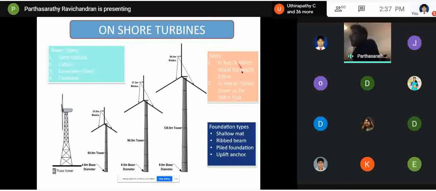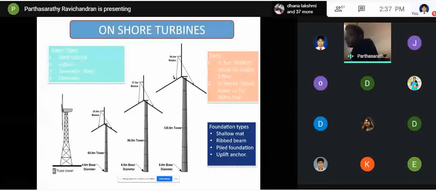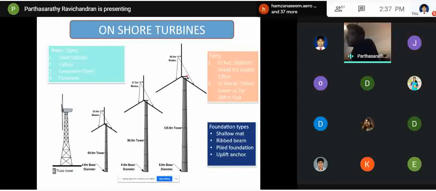So in fact, what you see here, since I was in Australia, I did present this presentation in Australia as well. So I had to take an example: the maximum height so far is standing at 270 meter height, whereas the world's tallest one is at 164 meter hub height. When I say hub height, it is the location where the rotor is pointed.